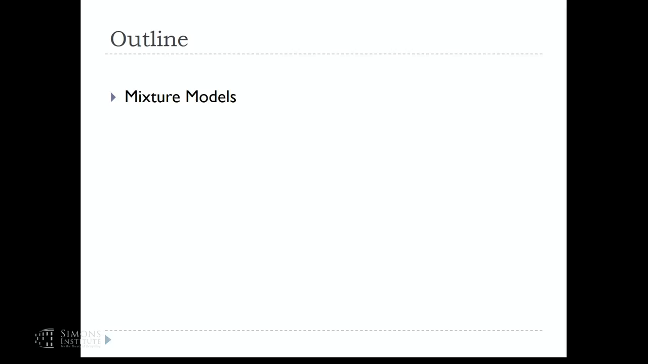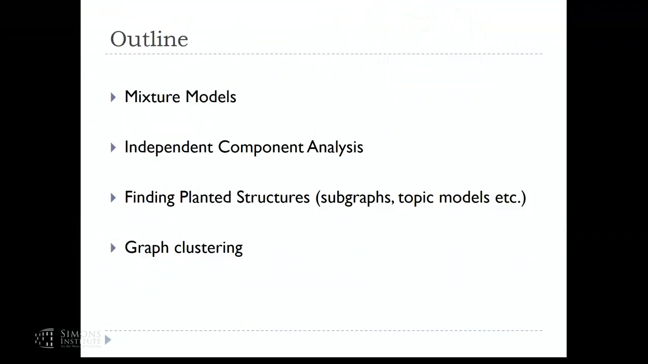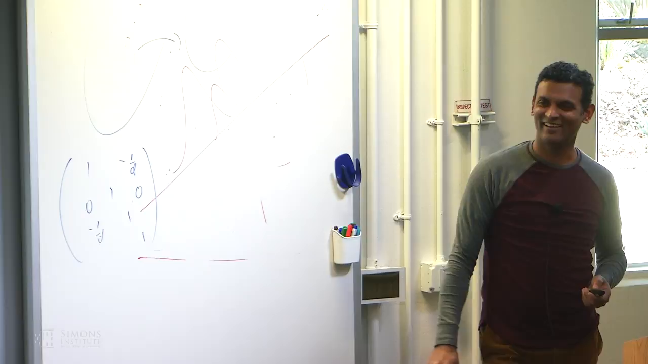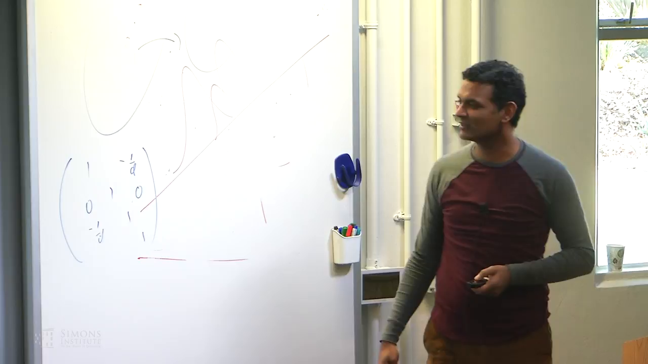Okay, so that completes this selective survey of methods in unsupervised learning for which we have provable guarantees. Any questions? Otherwise, I have a few more slides on a couple of things from recent times.